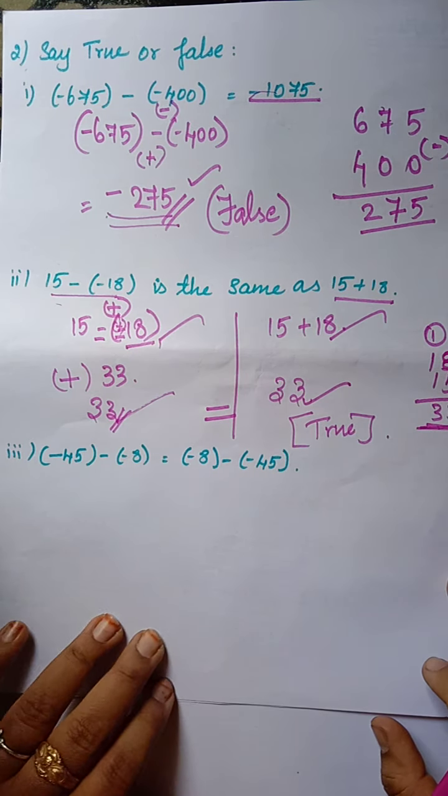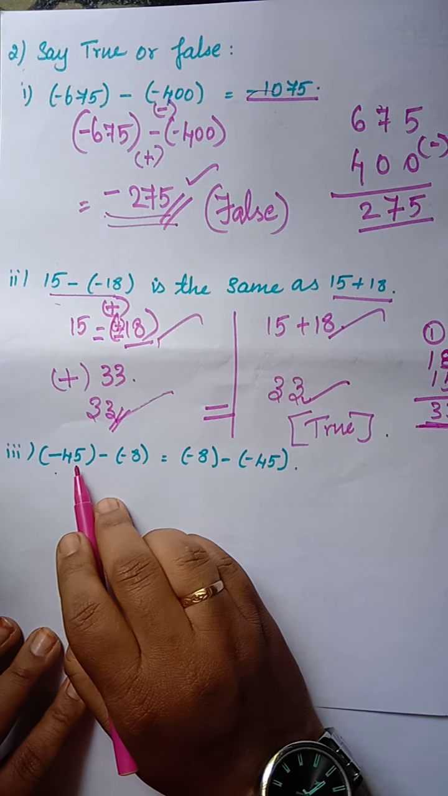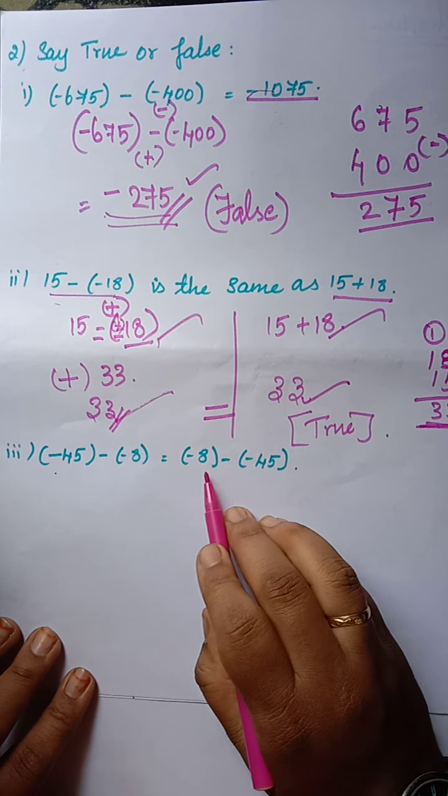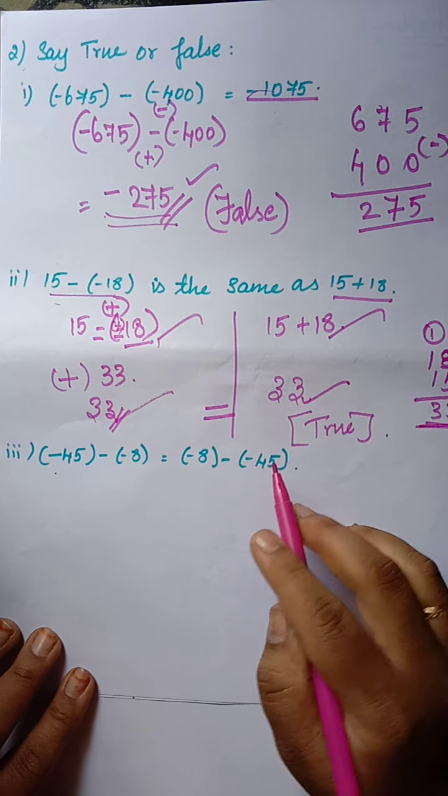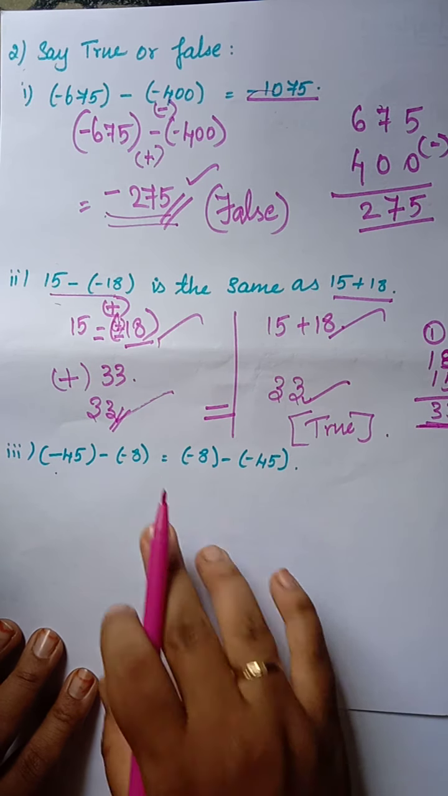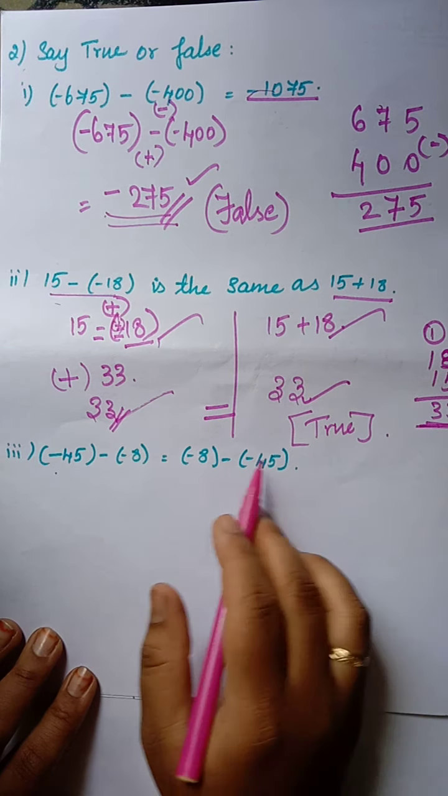Clear? Okay, now the third question. What they have given is minus 45 minus 8 equal to minus 8 minus 45. Here also the same thing they have given, that these numbers are equal. But we have to check whether it is equal or not. It can be neither equal nor equal, so we have to check it and then give the answer there. Now we have to check these two numbers.